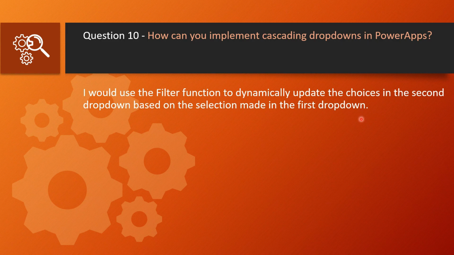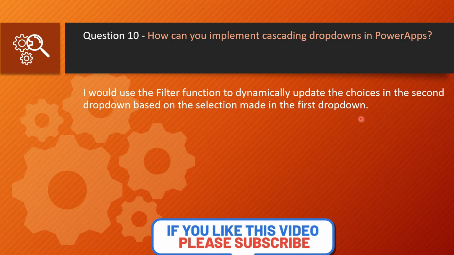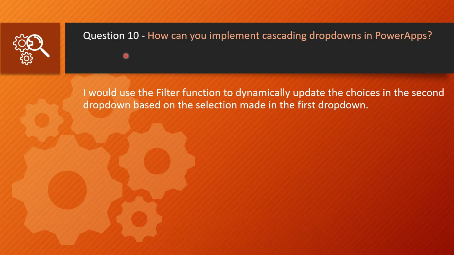So what is a cascading drop down? A cascading drop down is nothing but, whenever you change the value in one drop down, on the basis of that the second drop down should be filled with the data items. So this is the cascading drop down.